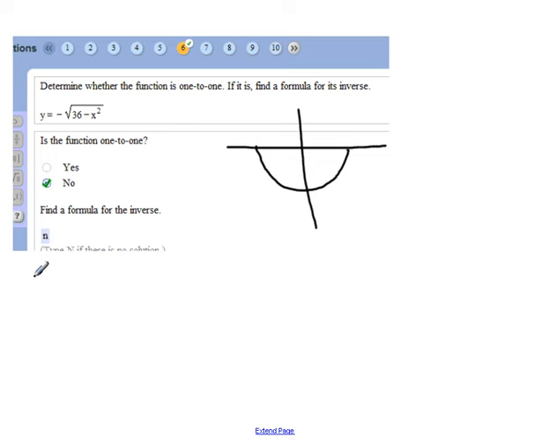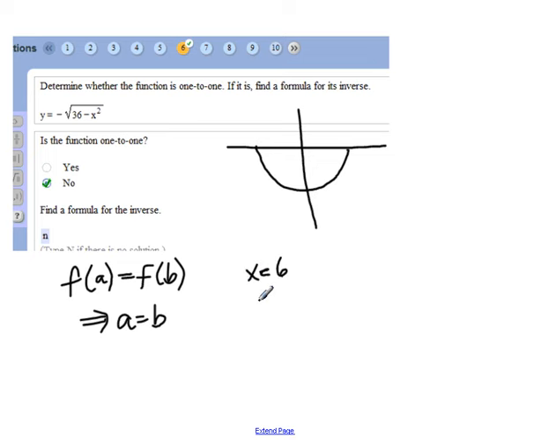Another way you could do it is find two values, a and b, and show that if a is not equal to b, let me back up. Our whole definition is that if f of a is equal to f of b, then that must show that a is equal to b. Well, if we have two output values that are the same, that came from two different input values, then it's not one-to-one. For instance, if x is equal to 6 or x is equal to negative 6, let's look to see what happens. If x is equal to 6, y would be the opposite of the square root of 36 minus 6 squared, which is 36 minus 36, or 0.